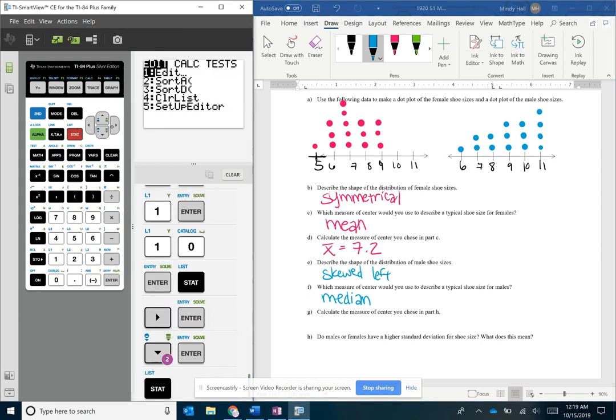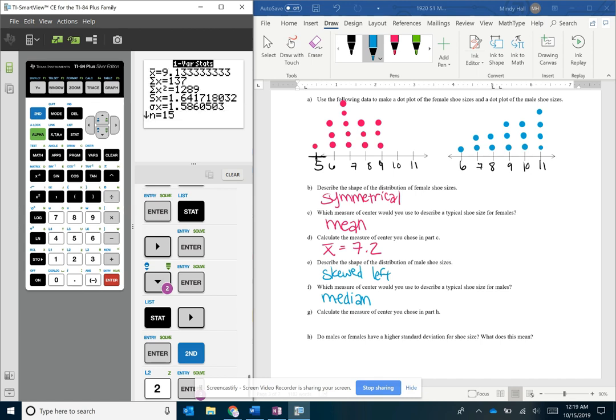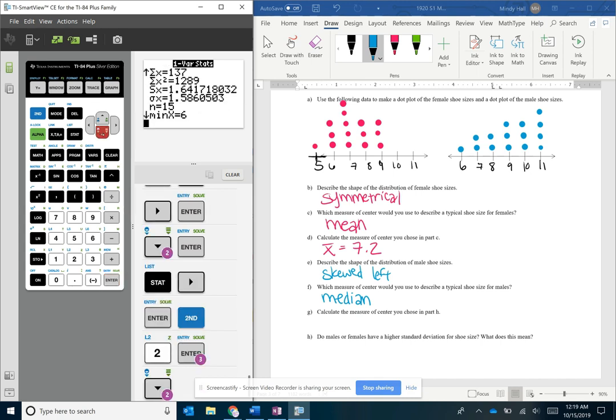So in order to calculate median, we do the exact same thing we just did. You hit stat, you go right over to calc, you hit 1-var stats. But instead of L1, make sure you tell it you want L2 because that's where my boys list is. Enter, enter, enter. And with your 1-var stats, you can scroll down and your median is going to be that MED. So median for boys is 9.